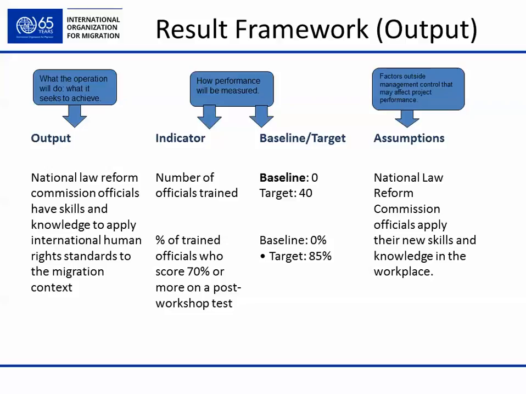That means the percentage of trained officials who score 70 or more on a post-workshop test. They need to demonstrate it. You need to have a post-workshop test to demonstrate that 85 percent of your participants score at least 70% on the test. Assumptions: National Law Reform Commission officials apply their new skills and knowledge in the workplace. So they have to apply them for our activities and outputs to achieve the higher level.